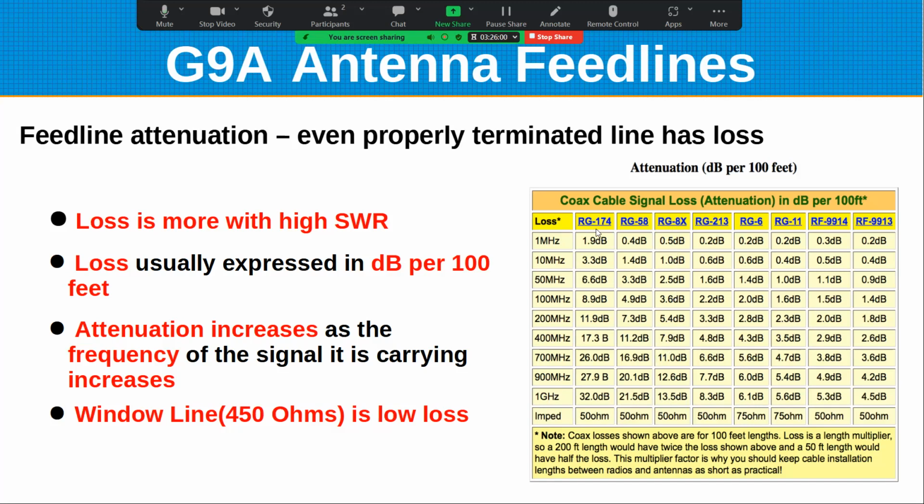And the main thing you see in this chart, regardless of which of these coaxes, as you go up in frequency, the attenuation goes up. So there's more loss per 100 feet the higher the frequency. And we've standardized the loss or attenuation in dBs per 100 feet.